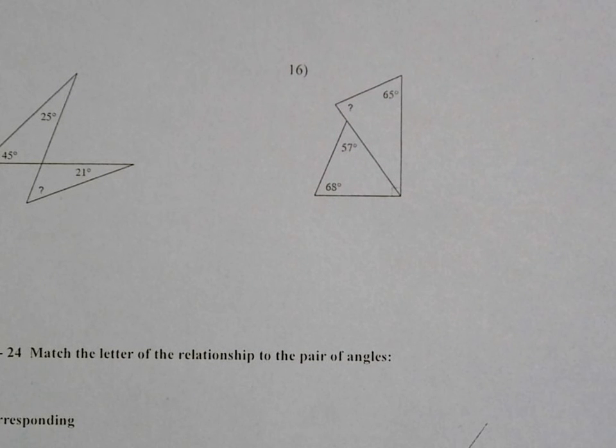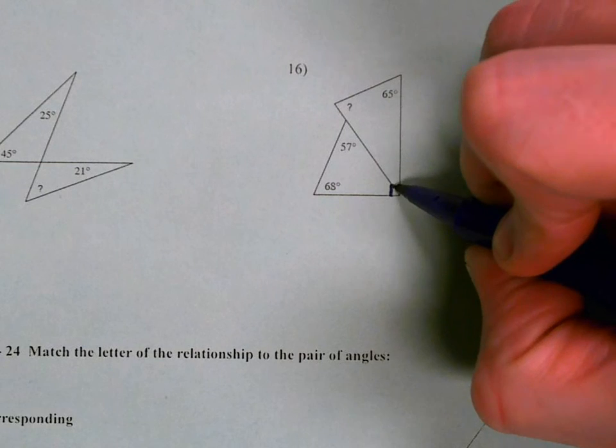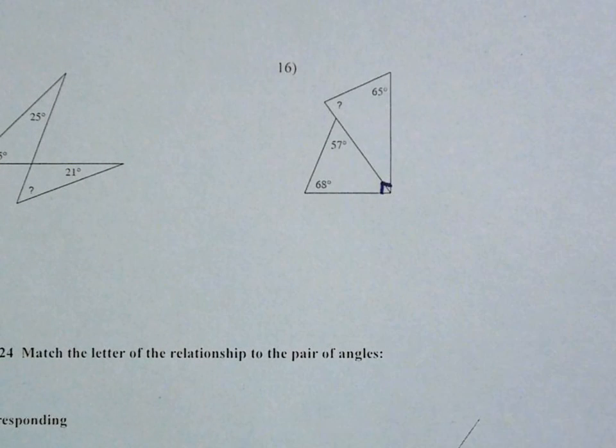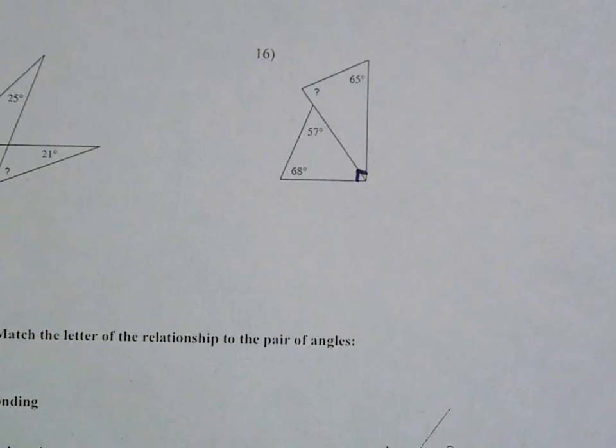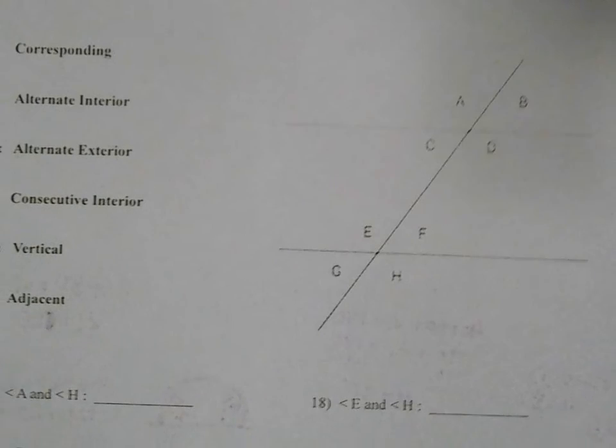Okay, just as a reminder on number 16, when you see a little box like this, that means that these angles right here are 90 degrees. That's a right angle, and they add up to 90 degrees. So let me zoom out a little bit.